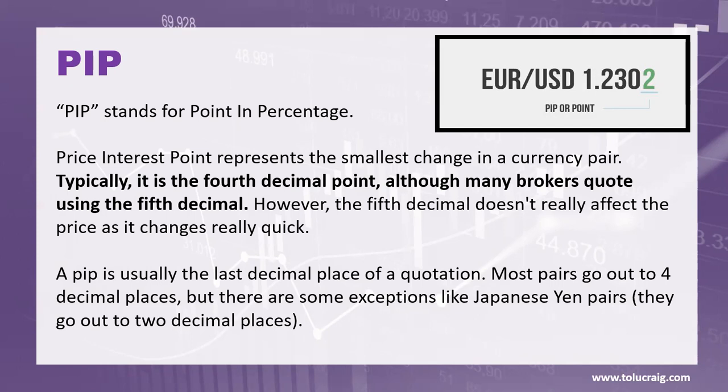But there's an exception for the JPY pair, all right? So for example, we have USD JPY. Any pair with the Japanese yen, JPY means Japanese yen, the currency that is being used in Japan, goes out to the second decimal place. So for a JPY, we don't use the fourth decimal place as we have in others. What we use is the second decimal place to calculate our PIP value, all right?